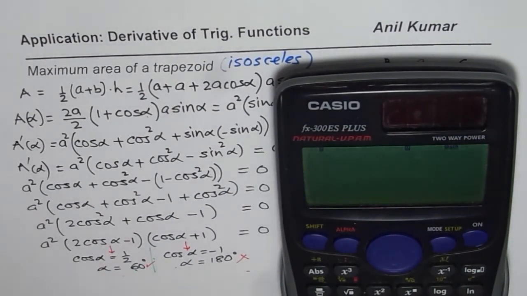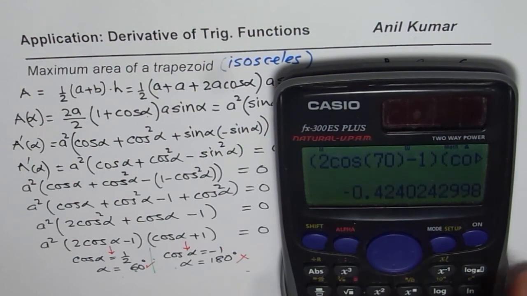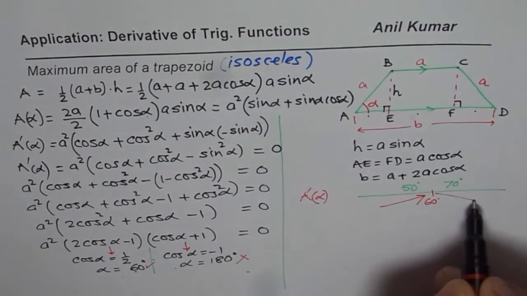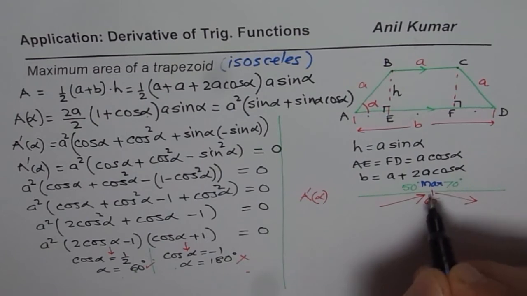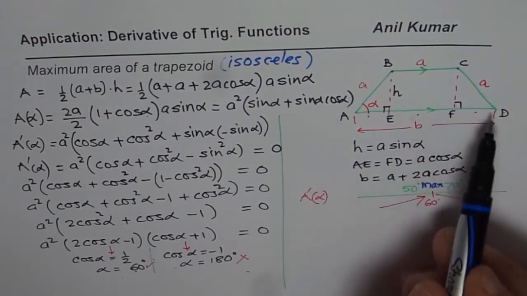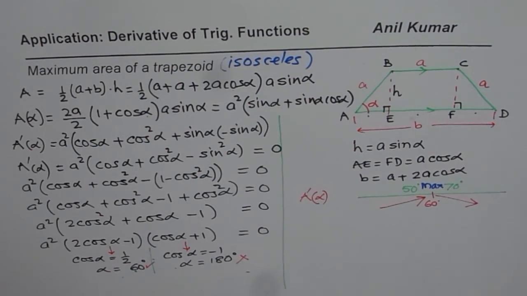Now, let's do it for 70 degrees. So we have within brackets, let's say 2 cos 70 minus 1, bracket close, times cos of 70 plus 1, bracket close, equals 2. So that gives you negative 0.42. So that's a negative value. Negative means the rate of change will be decreasing, right? So that clearly indicates that we do have a maximum at an angle of 60 degrees. So therefore, the given trapezoid will have maximum area for an angle of 60 degrees.